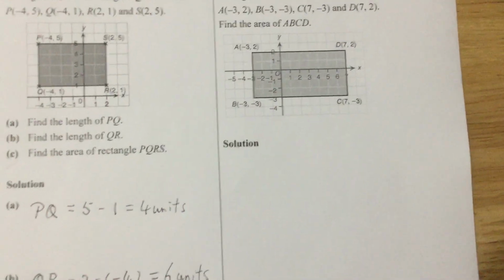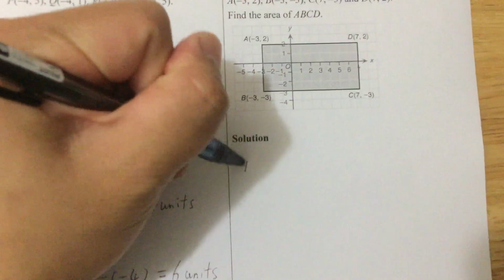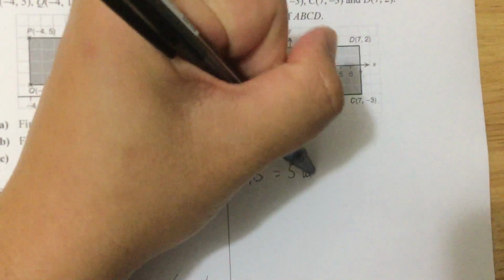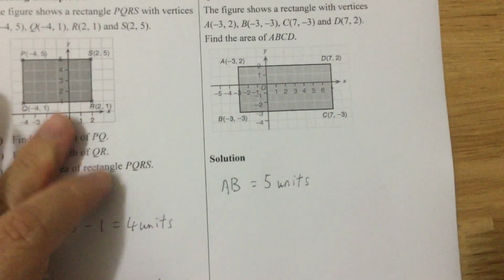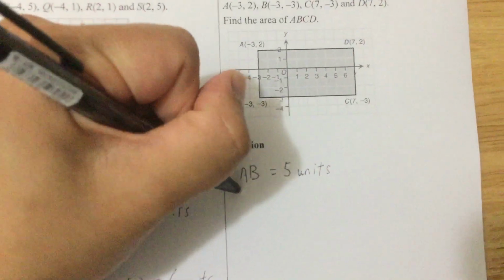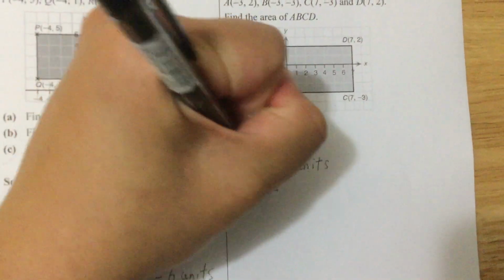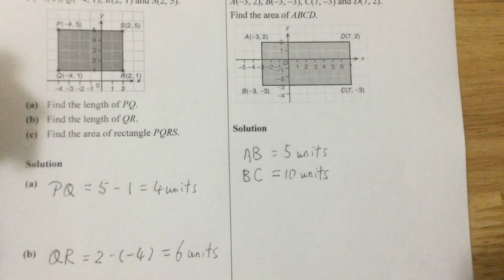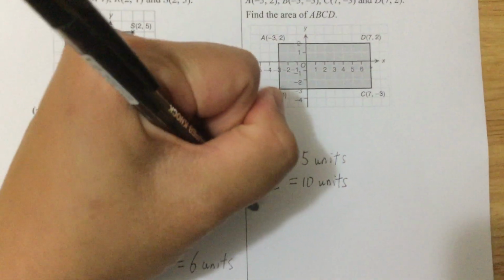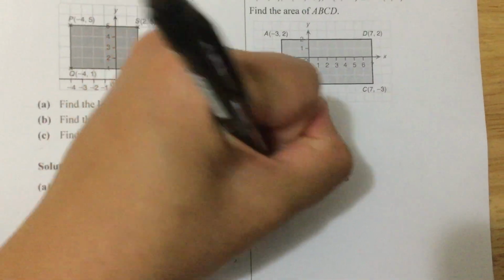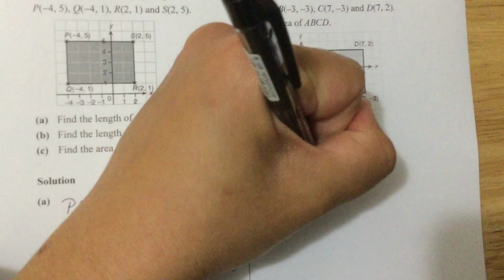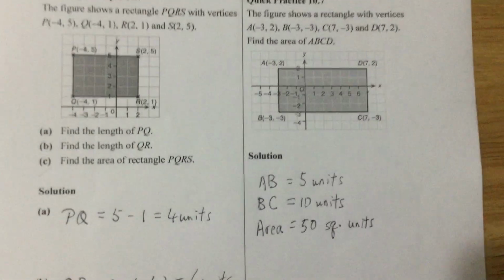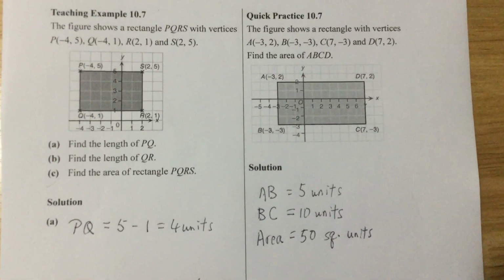Okay, now we will have this one. We are going to calculate AB and BC. So AB, I will not show the calculation: 5 units. BC: 10 units. Okay, finally the area: 50 square units. Okay, now I will show this for you. Now please check it.